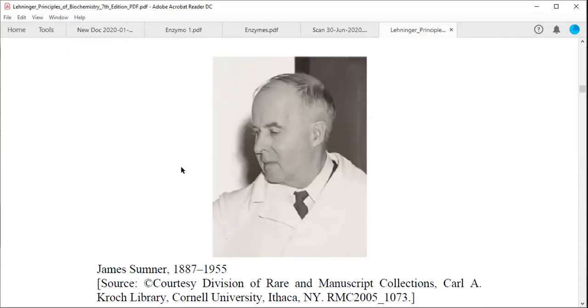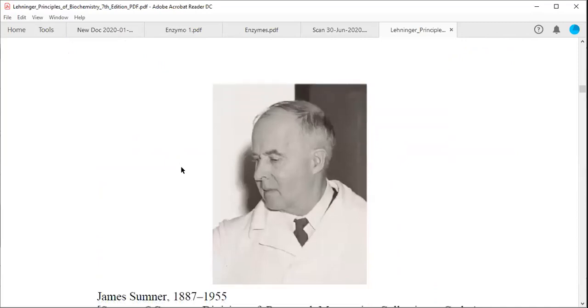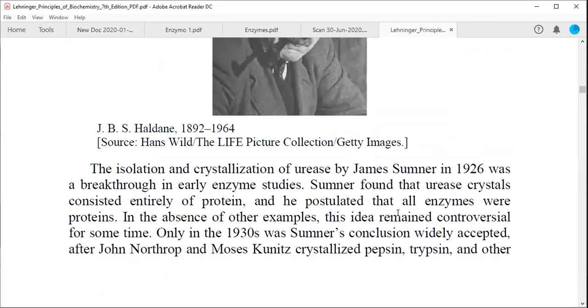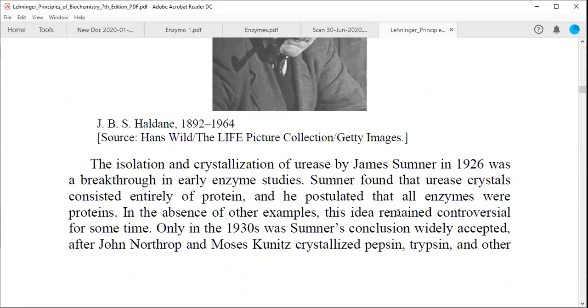Then there is another scientist after Buchner, James Sumner. So James Sumner isolated and crystallized the first enzyme. If someone asks you to name the first enzyme which was crystallized, it was James Sumner who isolated and crystallized the enzyme urease. So urease was the first enzyme to be crystallized, in 1926. Okay, so it was a breakthrough in early enzyme study. No one had crystallized an enzyme earlier.